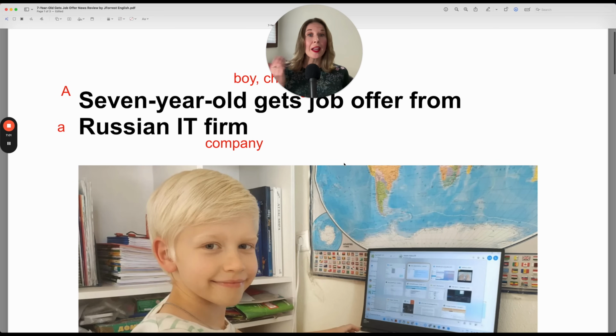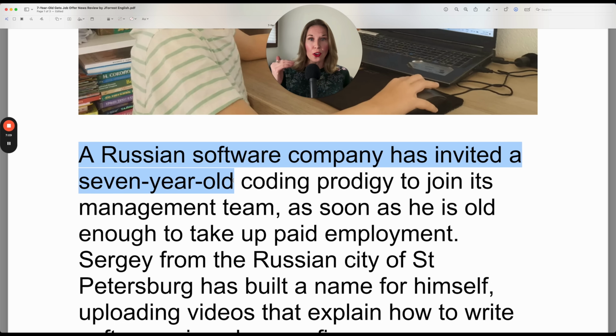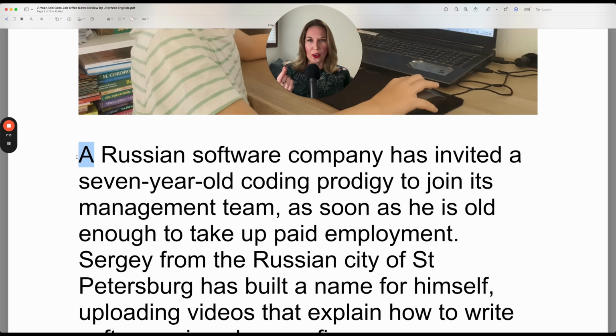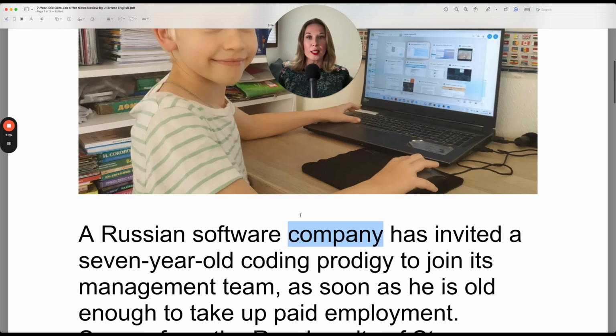Let's continue and learn about this job offer. "A Russian software company." So notice how, because we're in the full article now, we need to add those articles and auxiliary verbs as well. So a 7-year-old, a Russian software company. And notice here they're using the word company, which we already learned is a replacement to firm.